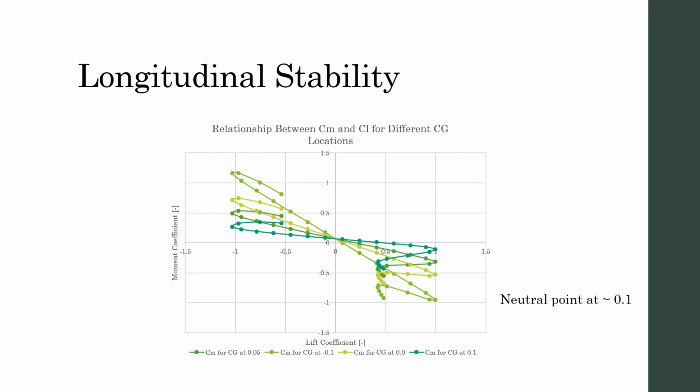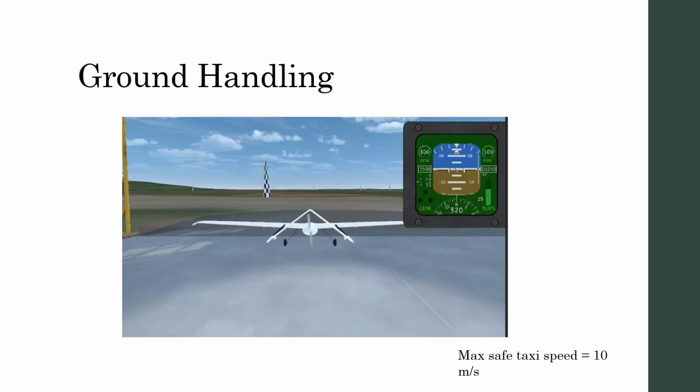The longitudinal stability is characterized by the graph below, and this allows us to estimate the neutral point, which was estimated at 0.1 meters, so 10 centimeters from the origin of the coordinate system used in this simulation. And this was found using the intersection of these lines.